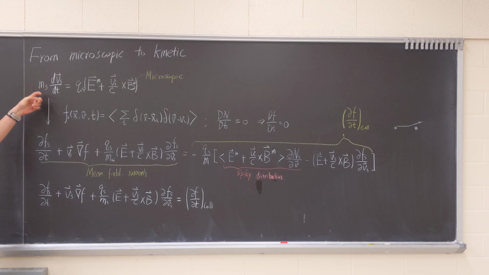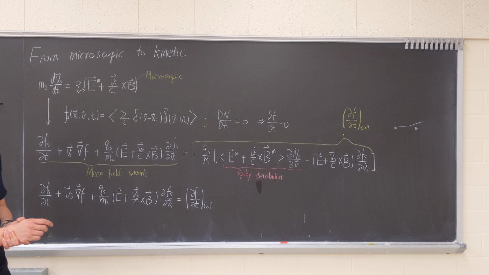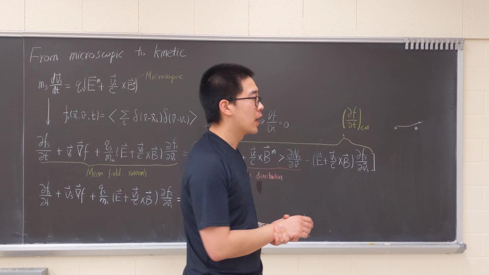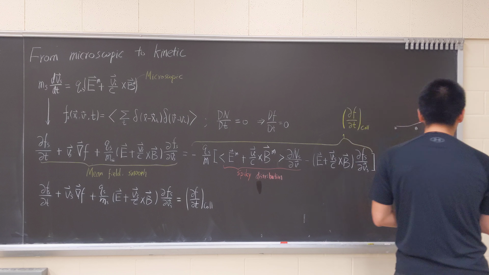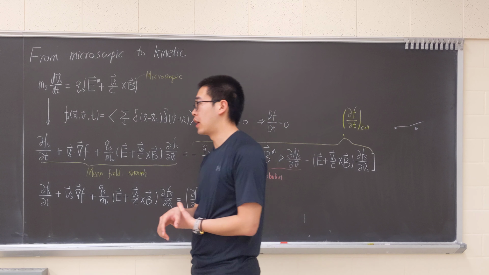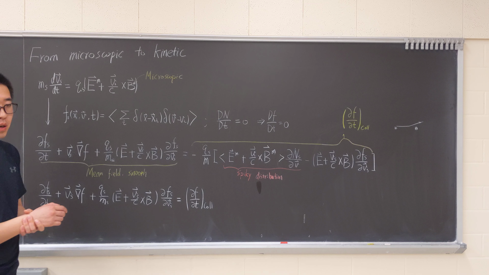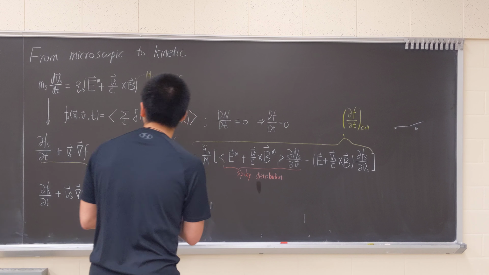So, mass m dv/dt equals q times E plus v cross B over c. The E and B here, to be noticed, are microscopic fields. So it takes into account a single particle, so it's more subtle than a mean field. You can definitely check the Jackson, basically the Jackson electrodynamics book.